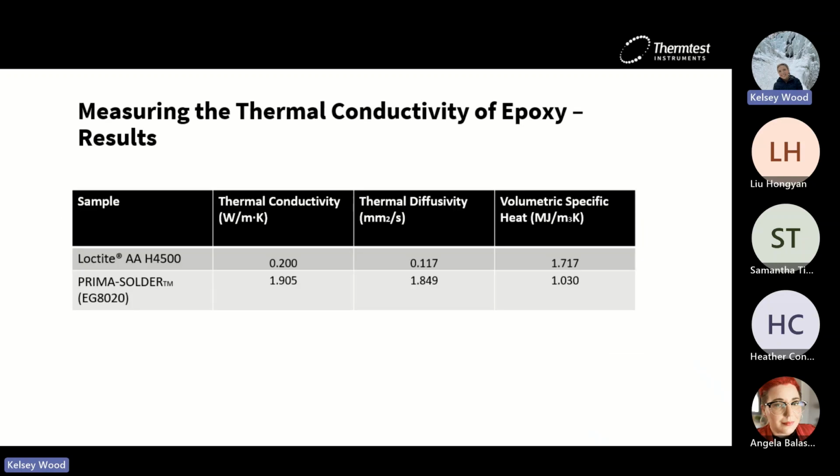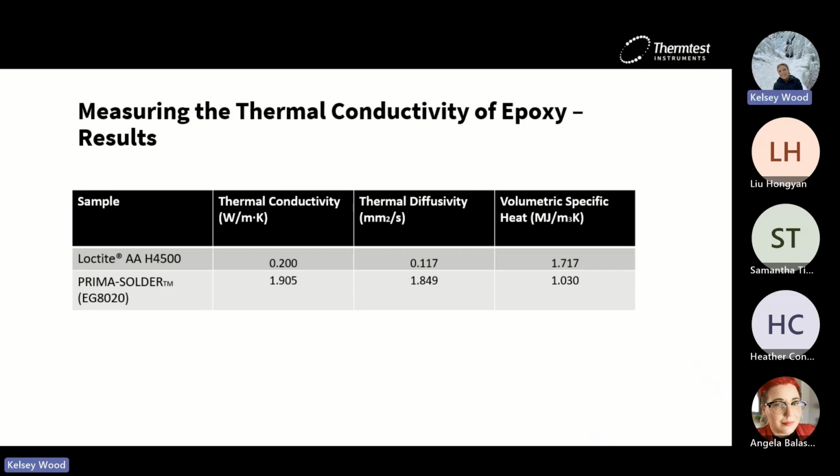And looking at our results for the measurements, we found that the Loctite unfilled epoxy had a thermal conductivity of 0.2 watts per meter Kelvin, a thermal diffusivity of 0.117 millimeters squared per second, and a volumetric heat capacity of 1.7 megajoules per meters cubed Kelvin. While the pre-solder silver-filled epoxy had a thermal conductivity of 1.9 watts per meter Kelvin, a thermal diffusivity of 1.849 millimeters squared per second, and a volumetric heat capacity of around 1 megajoule per meters cubed Kelvin.